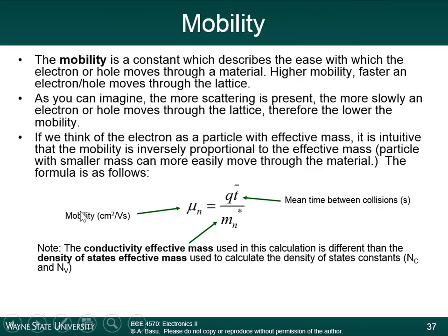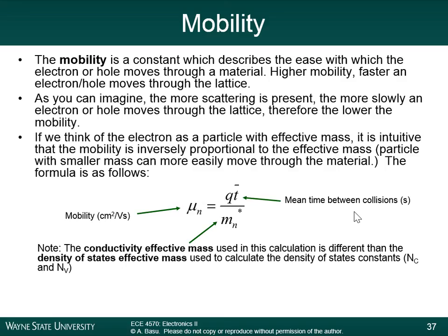Think about the electron as a particle with effective mass. The way that I like to think about this is in terms of, if you're playing a game of pool, you think about the collisions. You're moving the cue ball in one direction, but the cue ball hits another ball, or even better to think about, the cue ball hits the wall, and when it hits the wall, it goes in a different direction.